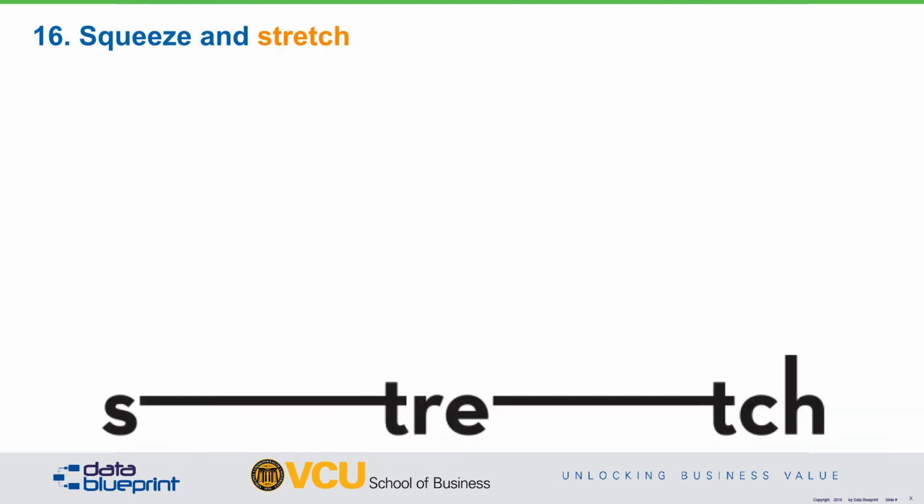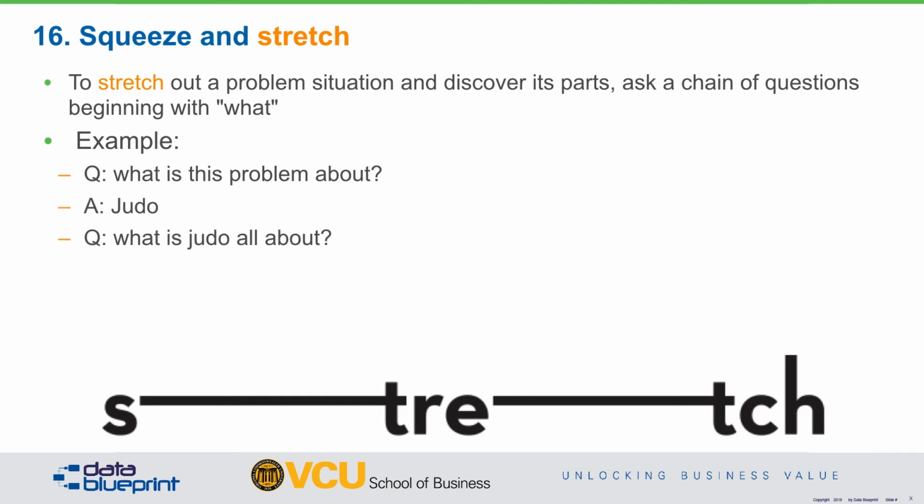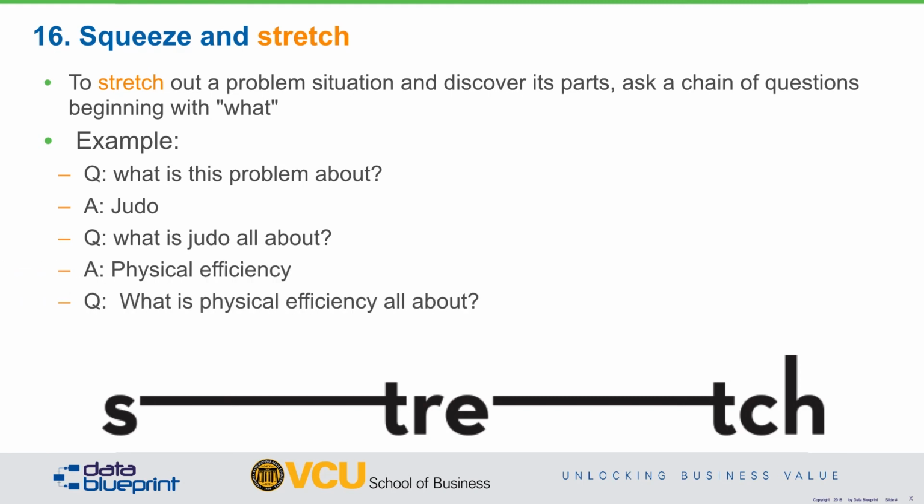Finally, the last technique, squeeze and stretch. We'll do stretch first. Stretch the problem to discover what its parts are by asking a series of questions that begin with what. So, for example, what is this problem about? Judo. What's judo all about? Well, judo is all about physical efficiency. And what is physical efficiency all about? Well, finding the optimal use of your body movements.